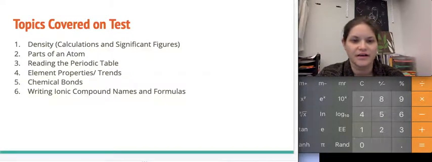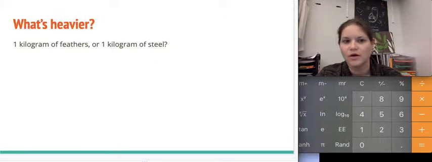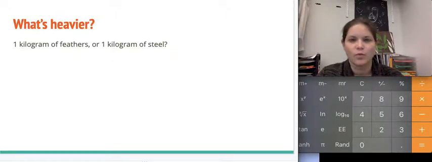Okay, in this video, I'm just going to be covering density, how to do those calculations, and how sig figs are important to that. First, I want to ask you, what is heavier, 1 kilogram of feathers or 1 kilogram of steel? And for reference, 1 kilogram in American units is about 2.2 pounds.